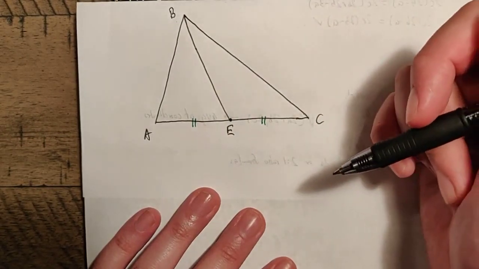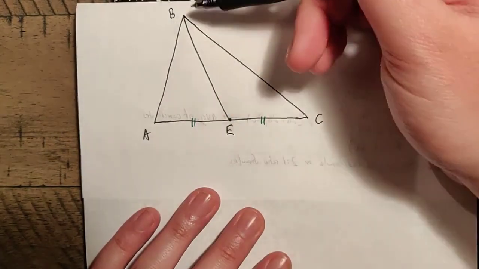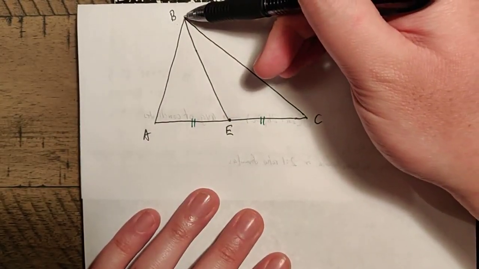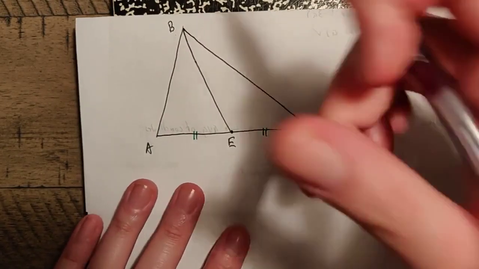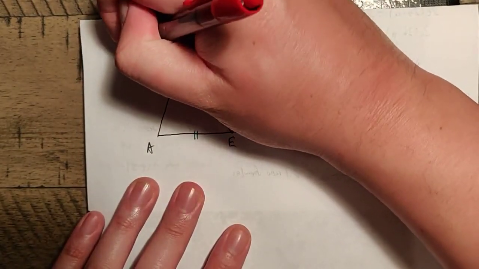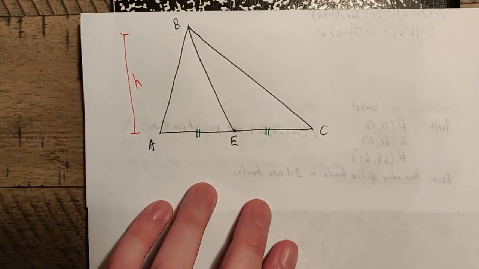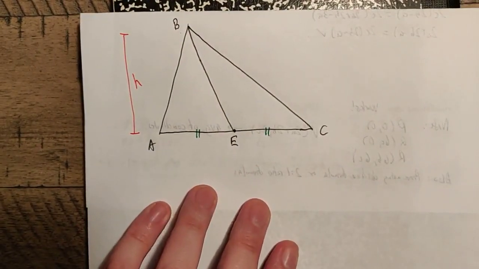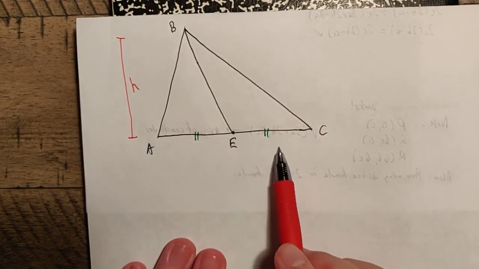Now if you don't believe me, consider the following. Notice that the area of a triangle is just 1/2 the base times the height. These two triangles have B as their highest point, so they both have the same height, right? The height being this red segment here. Both triangle ABE and triangle BCE are that tall. And note they have exactly the same base.